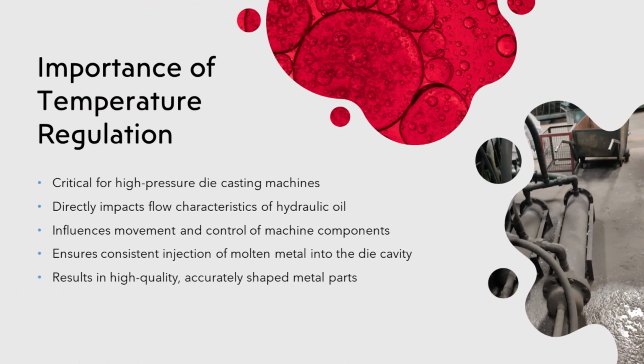The precise regulation of hydraulic oil temperature is critical in high pressure die casting machines. It directly affects the flow characteristics of the hydraulic oil, influencing the movement and control of the machine's components. By ensuring the hydraulic oil remains within the desired temperature range, we can achieve consistent injection of molten metal into the die cavity, resulting in high quality, accurately shaped metal parts.